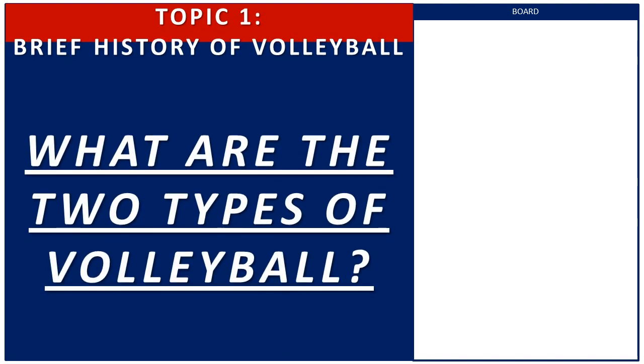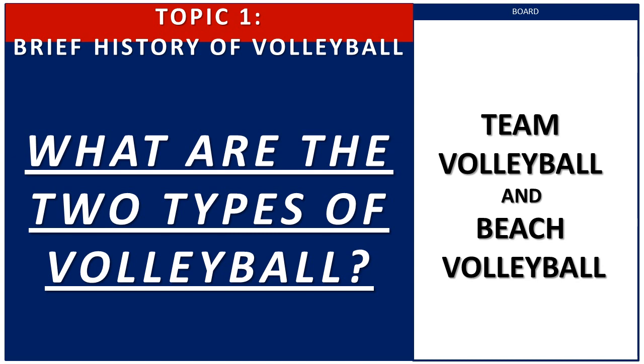So let me ask you another question related to our topic. What do you think are the two types of volleyball? Remember, there are two main kinds of competitive volleyball played in the world right now. They are team volleyball and beach volleyball. Both are Olympic sports and have competitive leagues. Team volleyball is played indoors on a hard court with 6 people per team.